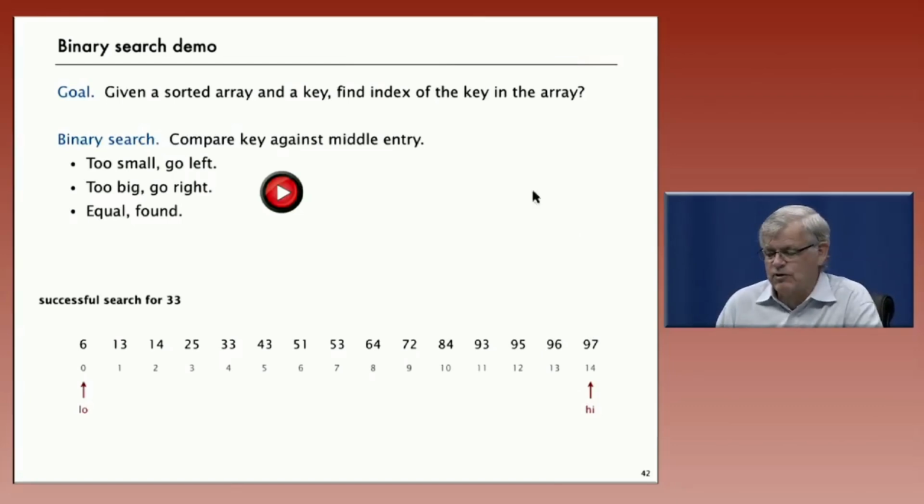A fast algorithm for doing this is known as binary search, where we compare the key against the middle entry. In this case, if we're looking for 33, we compare it against 53. If it's smaller, we know it's in the left half of the array. If it's larger, we know it's in the right half of the array. If it's equal, we found it. And then we apply the same algorithm recursively. So let's quickly look at a demo.